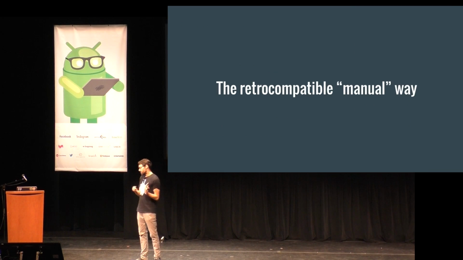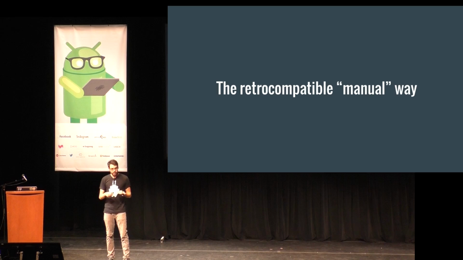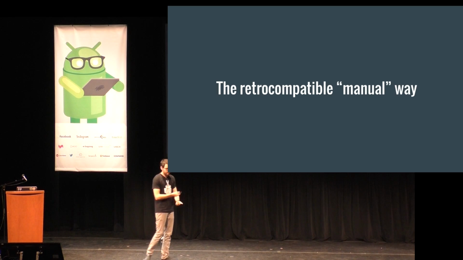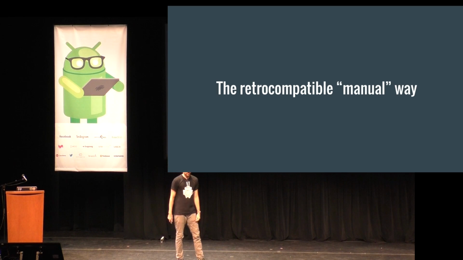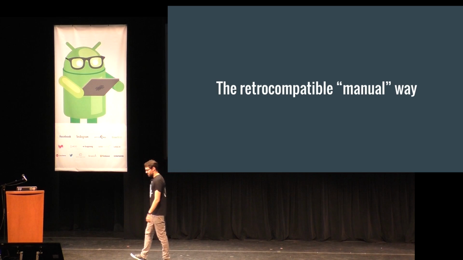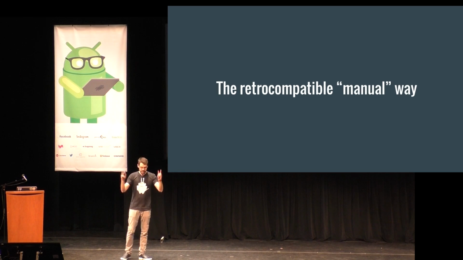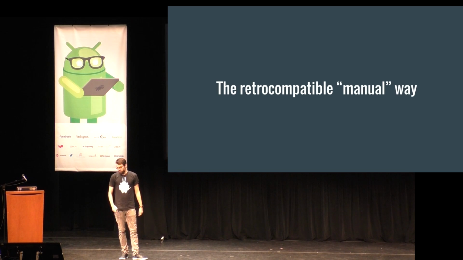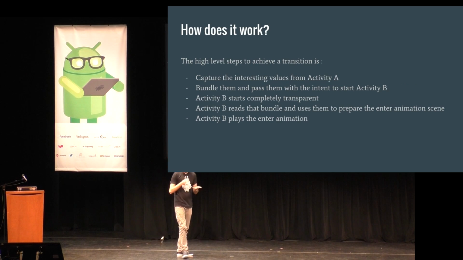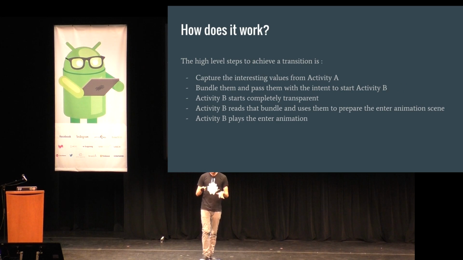Turns out there's a way to do this. And this is what I call the retrocompatible way. And it started the same way. I just Googled it to see if there was a way to do it. And the best resource I found is actually this DevByte by Chet Haase, which is really, really good, which explains activity transitions kind of the manual way. So let's try to break down into little steps what actually needs to happen in order to do this transition.